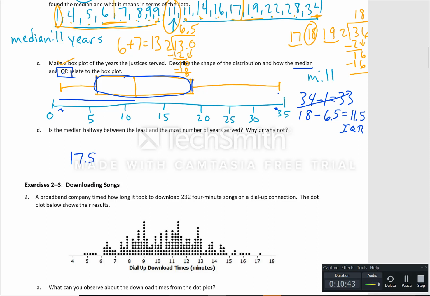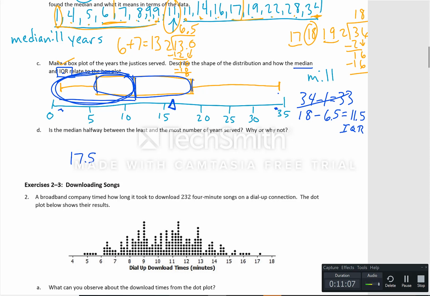So that 17.5 would be my mean. But because the data is clustered towards that lower end of my distribution, since it's clustered more towards this area because it's smaller, that means more data is together. The median, 11, is to the left of where that mean should be, or that exact middle part, not the mean, I'm sorry.